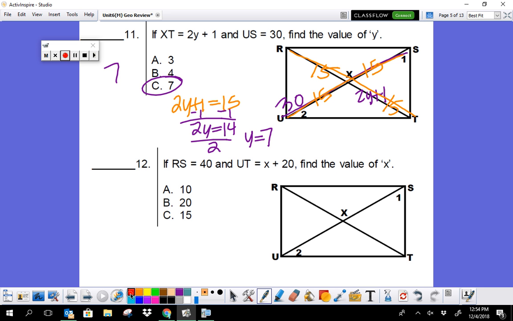Number 12, if RS equals 40 and UT equals x plus 20, find the value of x. So I know that those two sides are equal, so I'm going to do x plus 20 equals 40. I can subtract this 20, and so x equals 20.